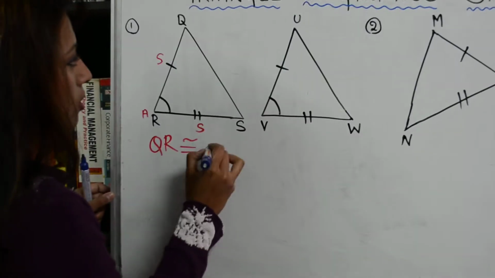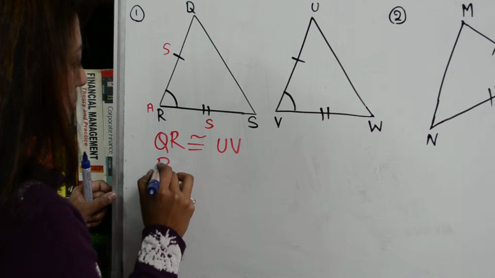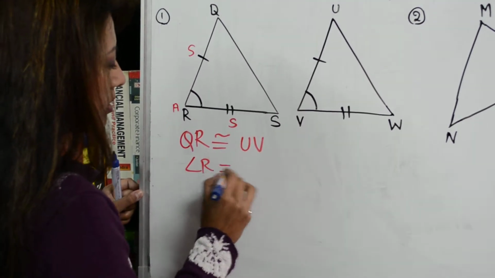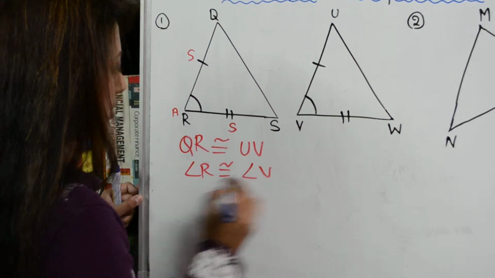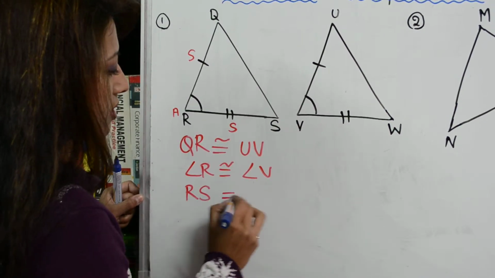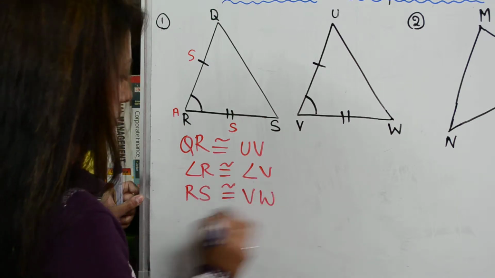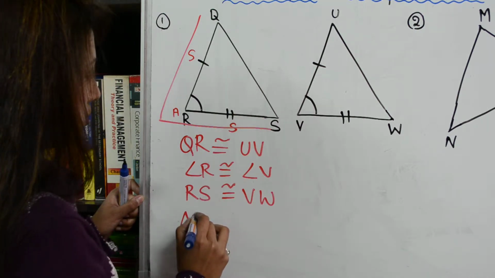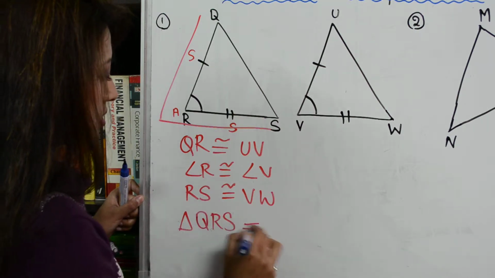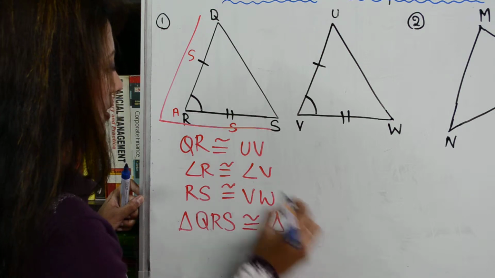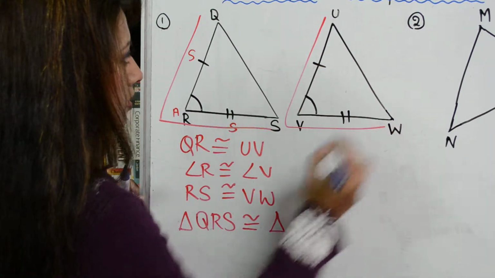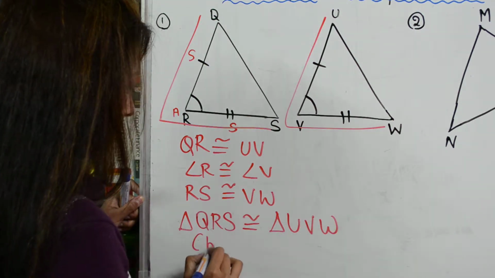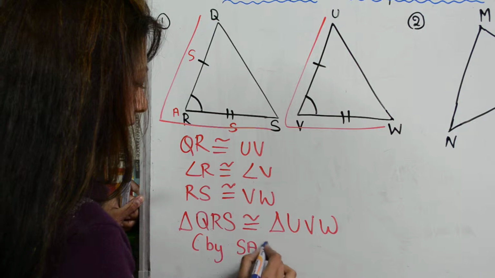QR equal and congruent to UV. Then I have angle R equal and congruent to angle V, and RS is equal and congruent to VW. So I have triangle again. The sequence should be there. It should be triangle QRS is equal and congruent to triangle UVW by SAS congruence.